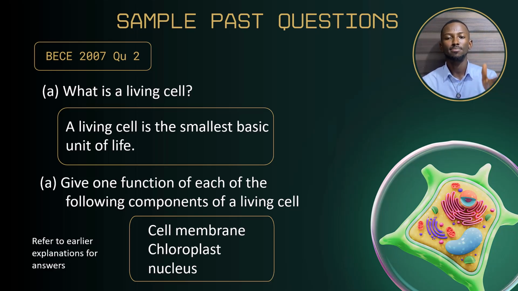A living cell is the smallest basic unit of life. Or it is the functional unit of life. Good. And then give one function each of the following components of a living cell: cell membrane, chloroplast, nucleus. Refer to earlier explanations for answers. So if you have actually skipped the video to this section, please go back and watch the function of the cell membrane, the chloroplast, and then the nucleus of the cell. Or better still, you can check your past question 2007 question 2 A and B.